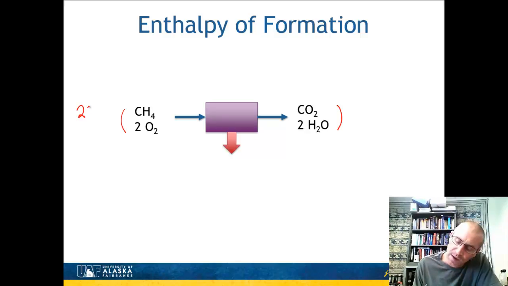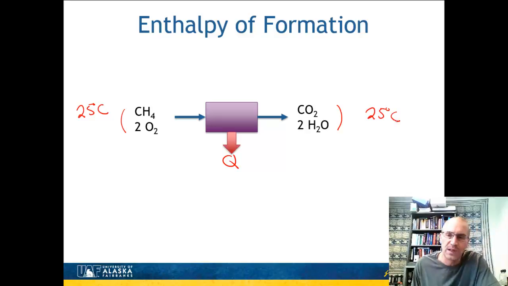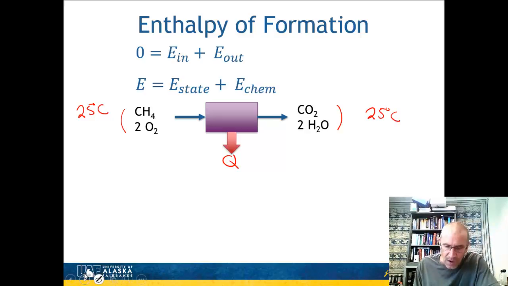And let's say these come in at 25 degrees Celsius, and after they burn, they give off some heat Q, such that the products come off at 25 degrees Celsius as well. Now, if we look at our energy balance, we've got a steady state system here, which means the change in energy of this box is going to be 0. I'm going to look at the rate that energy goes in and the rate that energy goes out, and those things have to be equal, right?